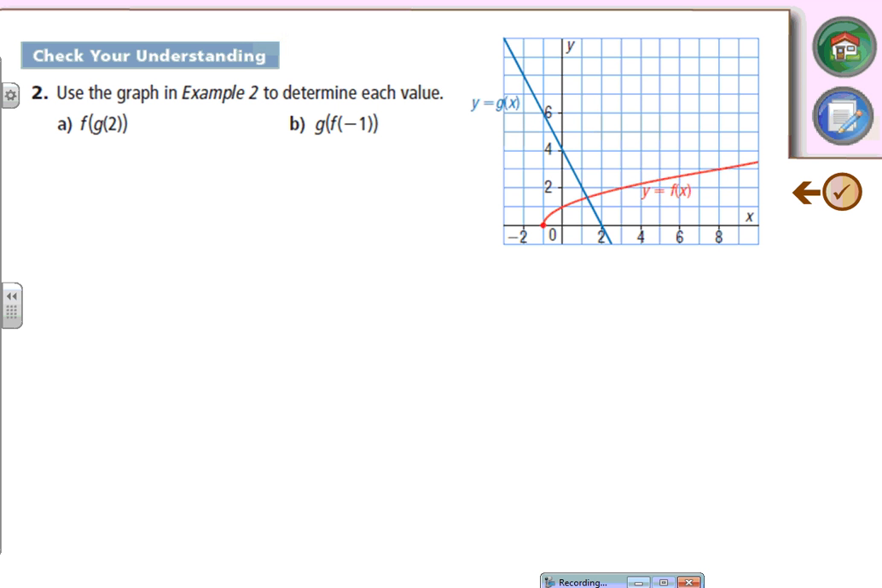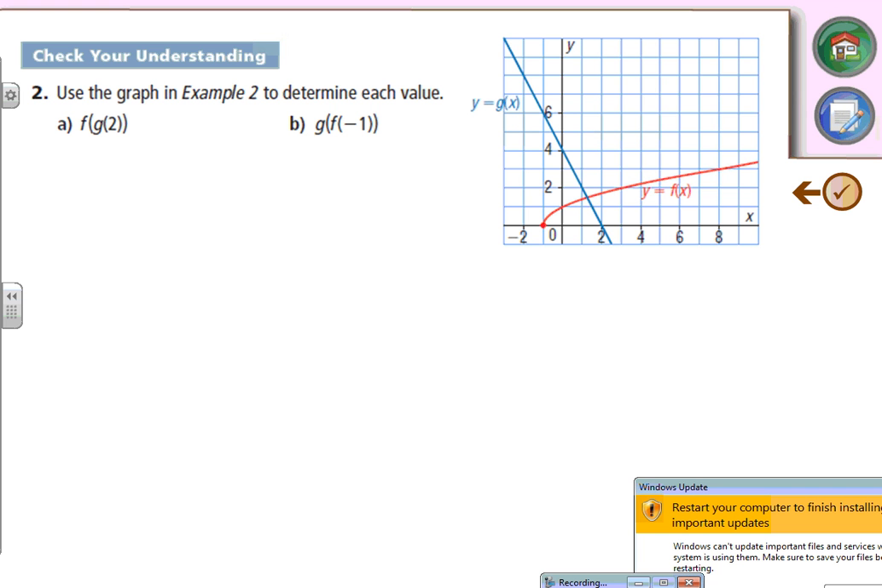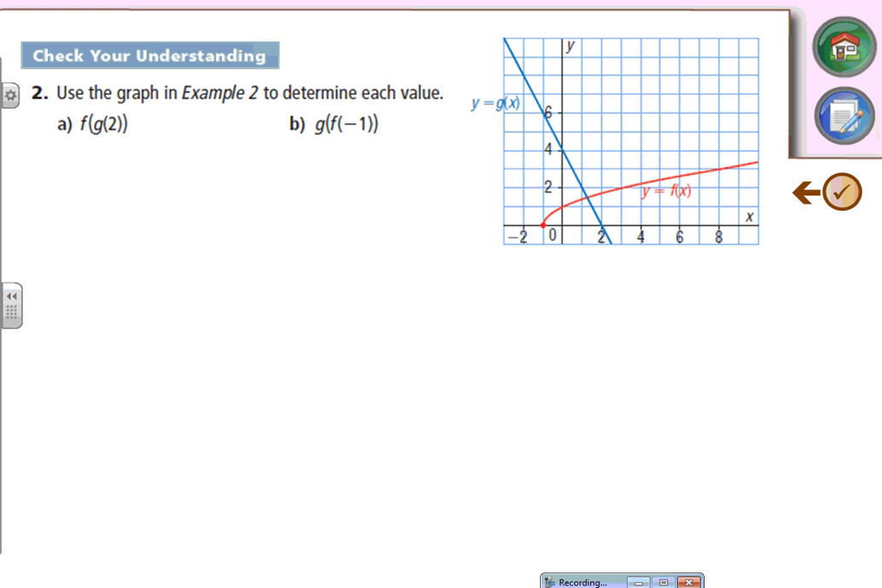Fancy stuff. Here we go. It's our turn to try it out. Okay, so first thing you want to do when you're doing compositions graphically is to draw your line y equals x, through (0, 0), (1, 1), (2, 2), (3, 3), (4, 4). So right through there, making it beautifully straight. Oh, nice. Look at that.